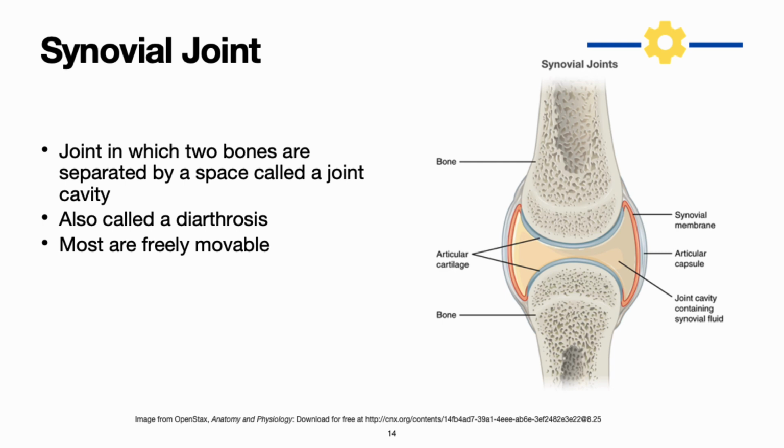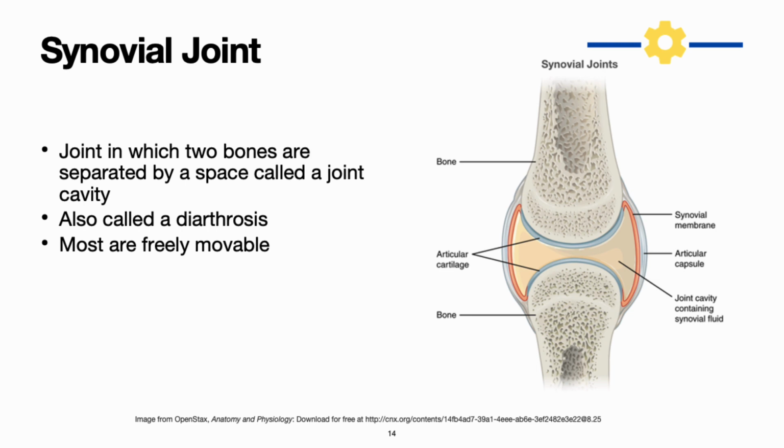Okay, so synovial joints are really where I want to spend the majority of the time. Synovial joints are going to be joints that are freely movable. When I say freely movable, it doesn't necessarily mean they have a large range of motion or range of motion in multiple planes, but it means that they have a significant amount of motion and the bones are not directly united. The surfaces of the bones are allowed to move in relation to one another. So a synovial joint is a joint where there's two or more bones and they are separated by a space called the joint cavity.